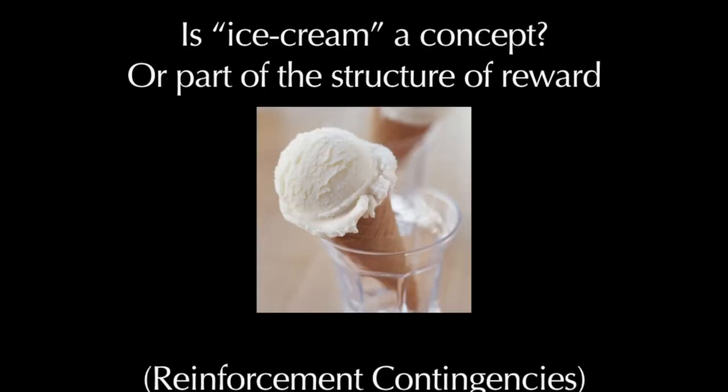Think, for example, about ice cream. Is ice cream a concept that is shared among all the objects we call ice creams? Or is it part of a structure of reward that we learn, that ice cream cannot be dissociated from the context of activities, our activity of enjoying ice cream, buying ice cream, tasting ice cream? It's a structure of reward that we experience, and we derive the so-called concept of ice cream from it.